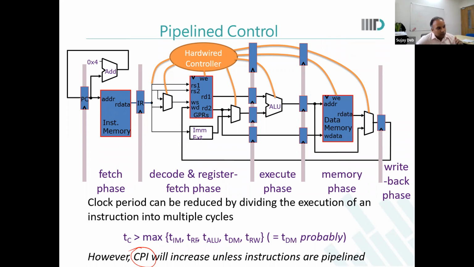So your control signal and the data both need to be pipelined to achieve a CPI of one. Because if your control is not pipelined, even though your data is pipelined, as the instruction moves you will not get appropriate control signals, and there will be errors in execution. That's why you have to have control signals also pipelined.